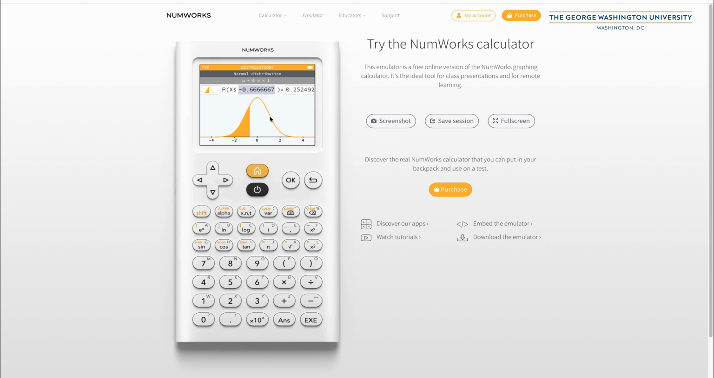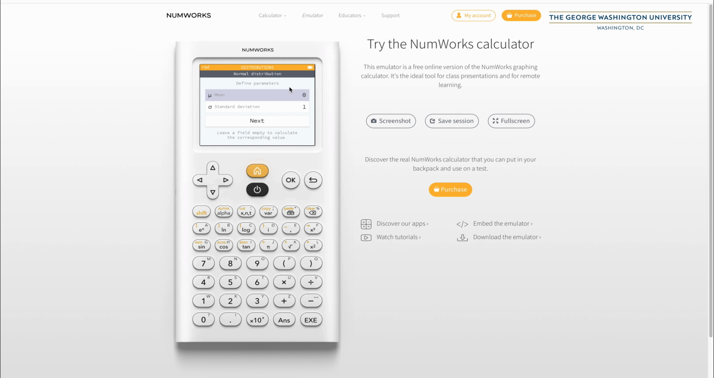And it actually shows us a nice little representation of that, exactly as we had with the software. This proportion of the area under the curve from negative infinity to -2/3, that area there is 25% of the whole, or 0.252.